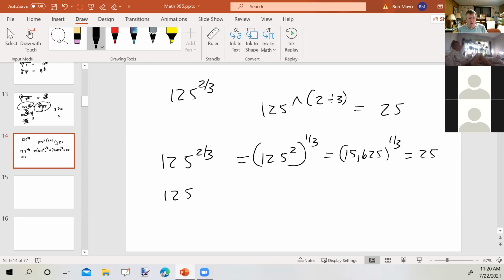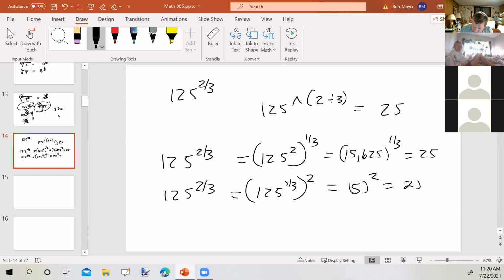Since both the power and the root are real, neither one of them is taking an even root of a negative number, I could also do it this way. I could take the root and then the power. What would be the advantage of that? Well, for one thing, I wouldn't need a calculator because I wouldn't have to take 125 times 125. The cube root of 125, or 125 to the 1/3 power, is 5. And 5 squared is 25. So if both the root and the power are real, you can do either one first.